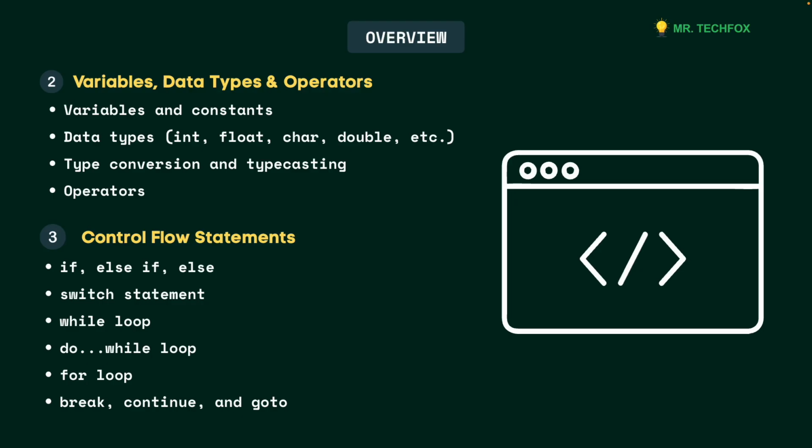The next module is about control flow. We'll dive into if, else if, and else statements, the switch statement, and loops such as while, do while, and for loops. These are the building blocks for making your programs smart and interactive. We'll also cover break, continue, and goto. You will also explore how to control the flow of your loops and decisions with break, continue, and goto.